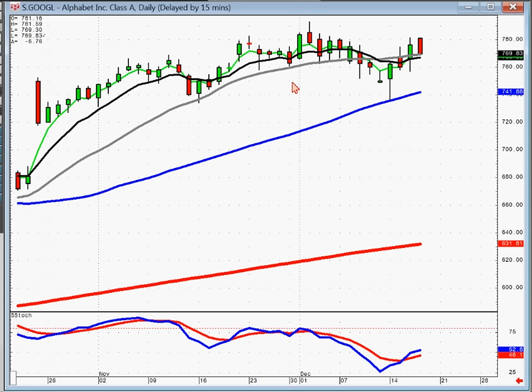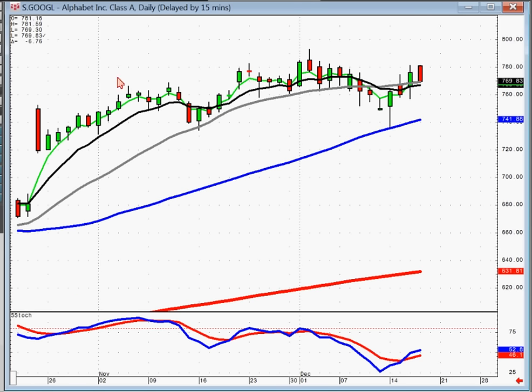Google L has to open positive and trade positive. If it opens lower, you can see what the trajectory is. It's gone flat, which is basically the same thing the market has done.